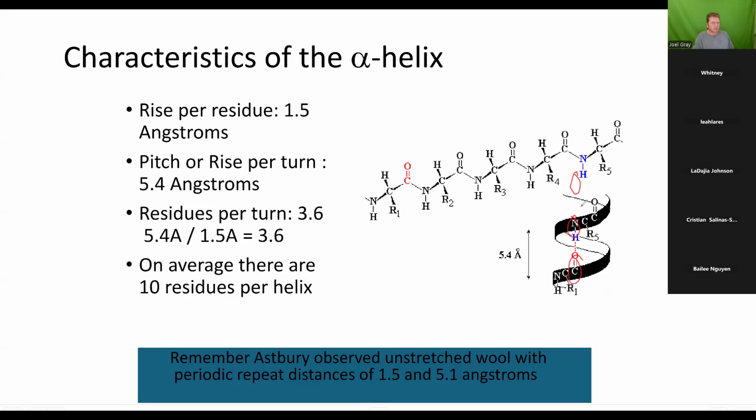So if it's 3.6 amino acids to go from here to here, then here is another 3.6 amino acids. That would be 7.2. And then, well, we've got about 10. So we've got one rotation, a second rotation, and then 3.6 amino acids for our third rotation. Yeah, exactly.